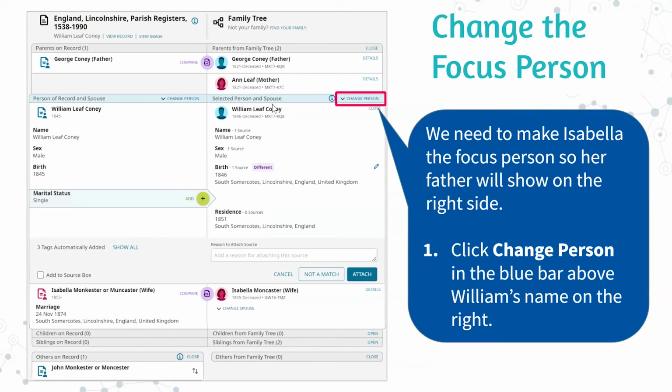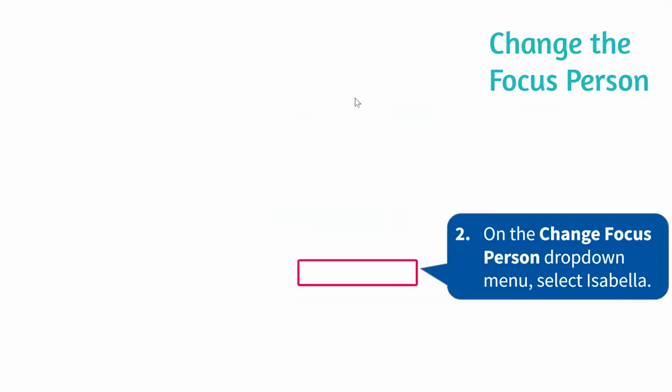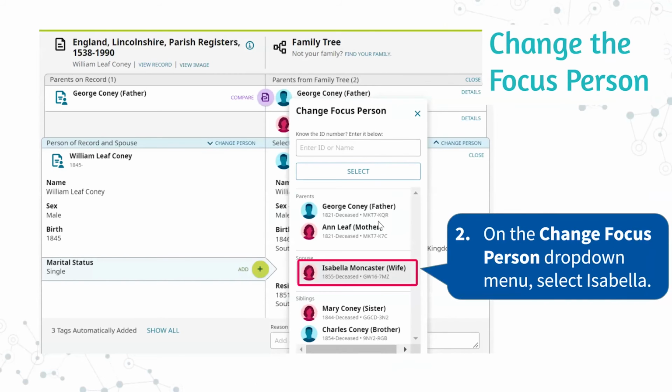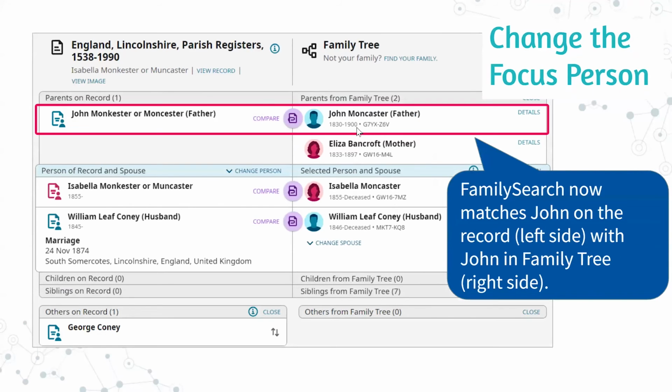Above William, oh, I think I forgot to mention that the focus person always has this blue bar above them. That's one way to identify who is the focus person. So there's an option on the focus person bar to change the person. And so we want to put the focus on Isabella. So we're going to click change person and we get this drop down that is showing us all the relatives of William, including his wife. So we click Isabella because we want to be able to view her relatives. And when we do that, look what happens.